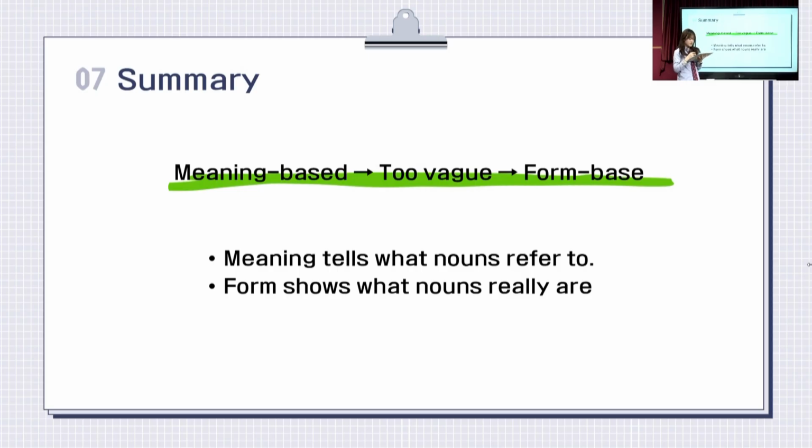To summarize, the notional definition is based on meaning, but it's too vague. Lists lead to circular reasoning and are unhelpful. A better approach is to use formal and distributional criteria. In conclusion, meaning tells us what nouns refer to, but form and function tell us what nouns really are.